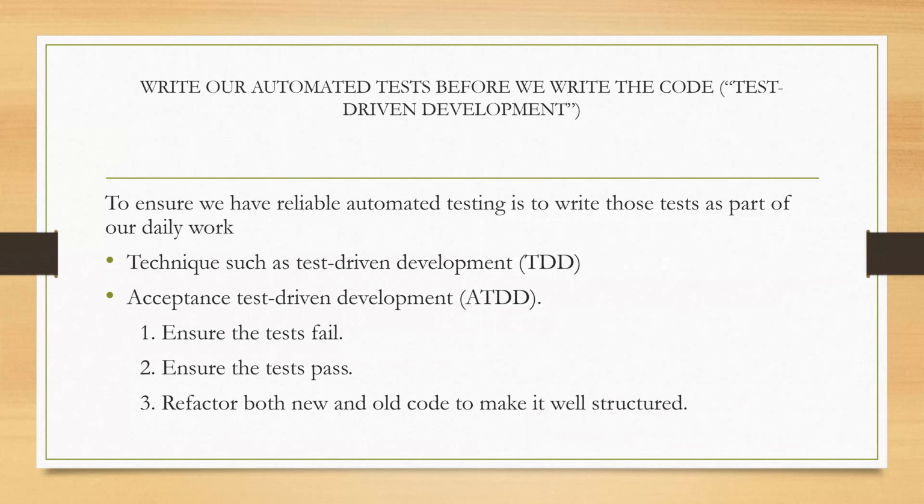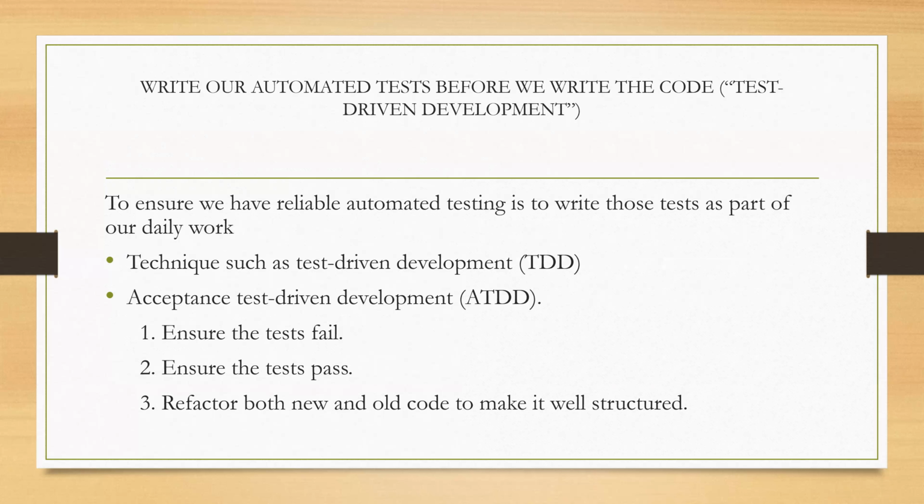So we write our automated tests before we write the code, and we do this to ensure that we have reliable automated testing, and it's written to test those parts of our daily work. If we have the test written before we even start to develop, we kind of start with the end in mind, what we want the program to do. We come up with some things that we're going to be testing it on, and then we can write the code to really facilitate that.